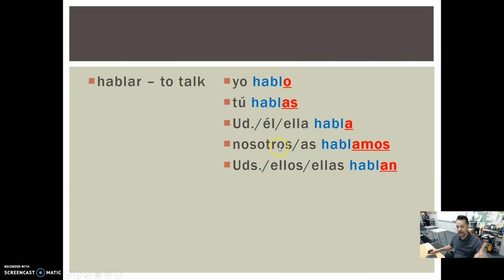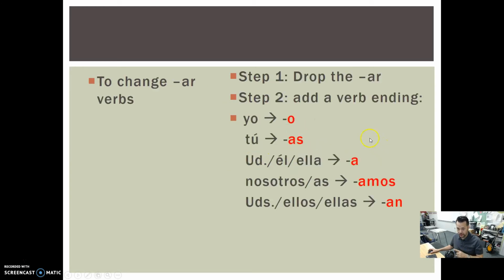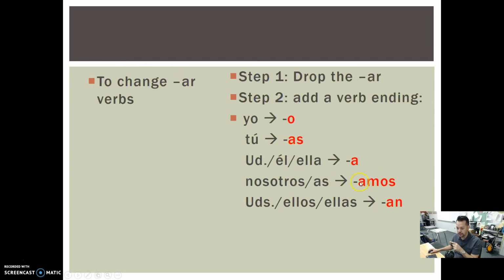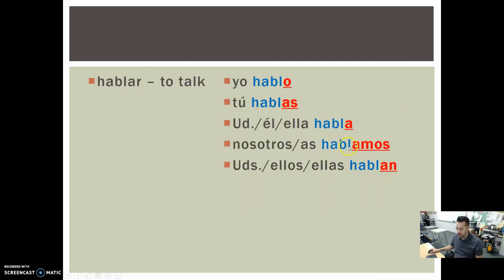Let's go to nosotros, sometimes nosotras. So if I want to say we talk or we speak, nosotros hablamos. Once again, originally we had hablar right over here, and now take out the AR, put in AMOS in its place, make a new word, hablamos. And then finally, ustedes, all of you, ellos, them, or ellas, them, but only chicas, hablan. All right? So again, same procedure. Take hablar, drop the AR, put in the new pieces. Hablan is what you have right there, okay?